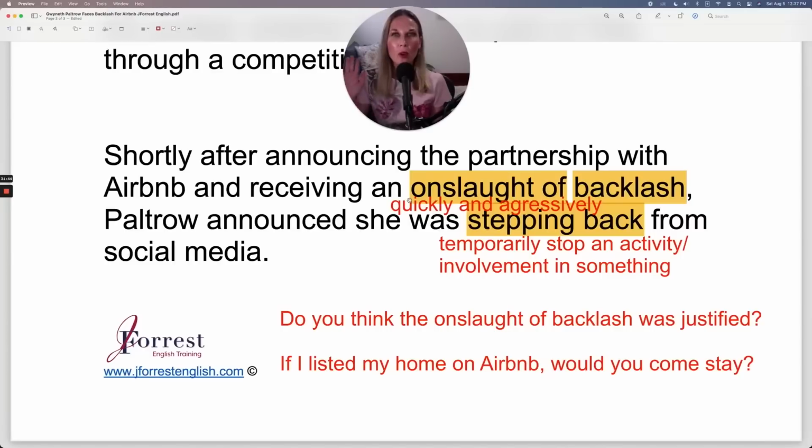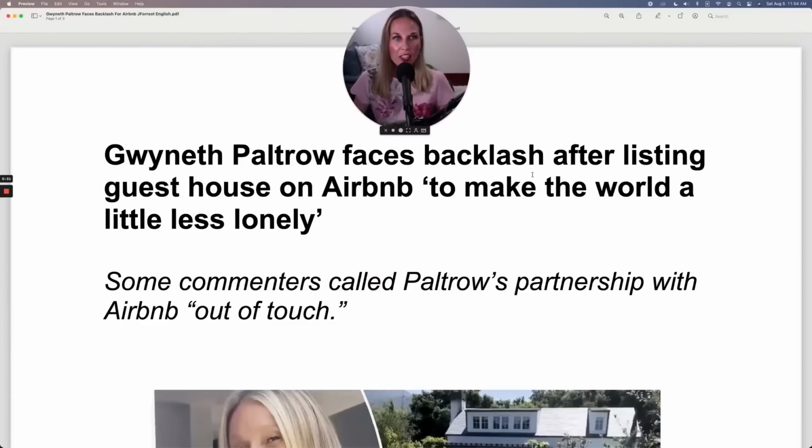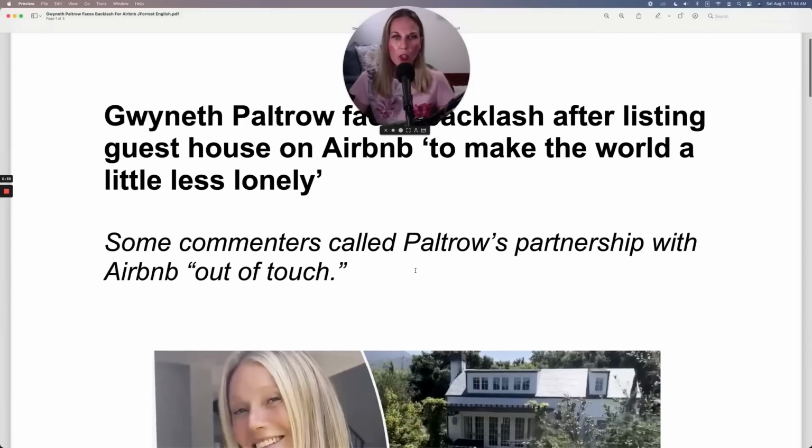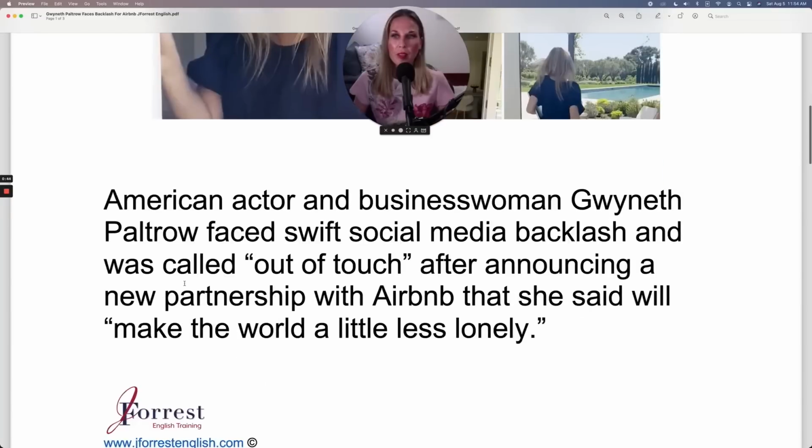Now what I'll do is I'll read this article from start to finish, and this time you can focus on my pronunciation. Gwyneth Paltrow faces backlash after listing guest house on Airbnb to make the world a little less lonely. Some commenters called Paltrow's partnership with Airbnb out of touch. American actor and businesswoman Gwyneth Paltrow faced swift social media backlash and was called out of touch after announcing a new partnership with Airbnb that she said will make the world a little less lonely.